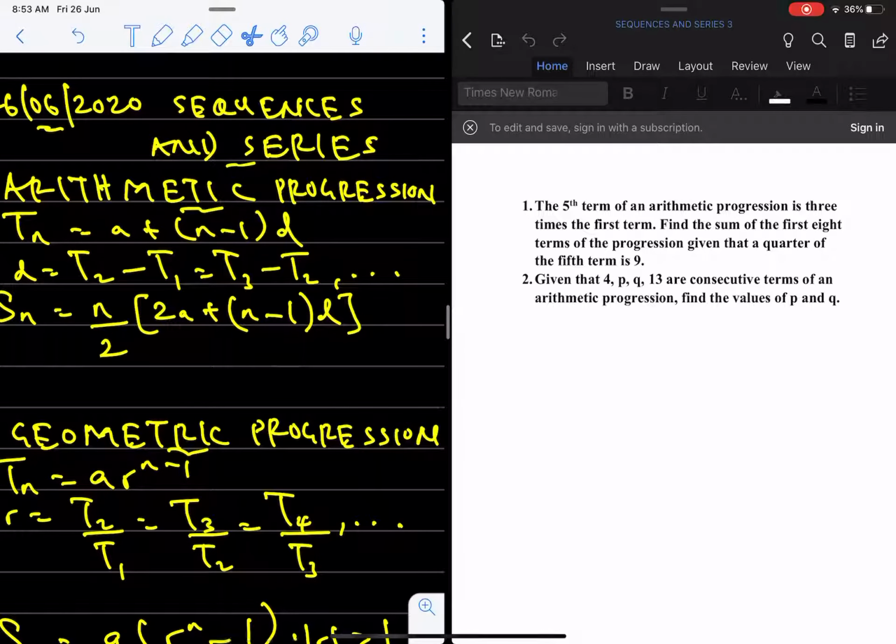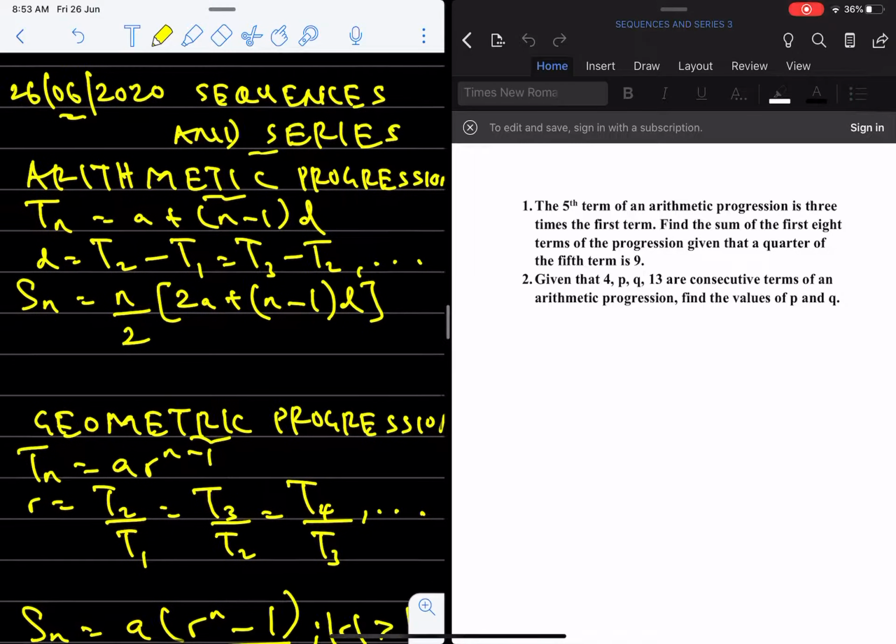We're starting with a review of sequences and series. Here are the basic formulae that I'm sure you can still remember. For an arithmetic progression, the nth term is given by a plus (n minus 1)d. Common difference is given by t2 minus t1 or t3 minus t2 and so on. It is the difference between a term and the one immediately preceding it, while the sum of n terms is given by n over 2 into (2a plus (n minus 1)d).